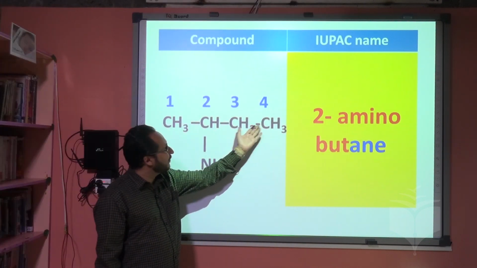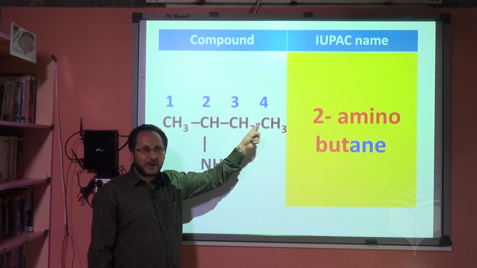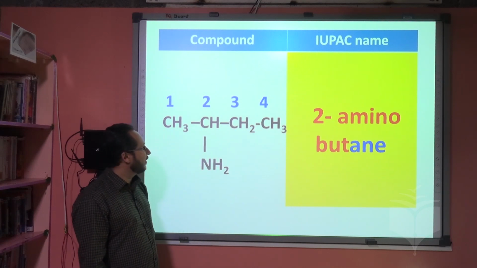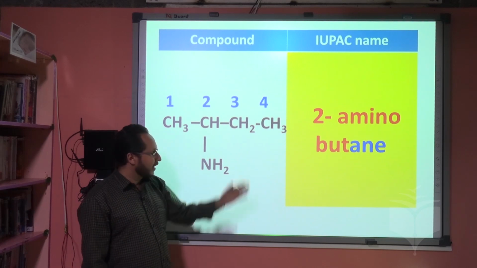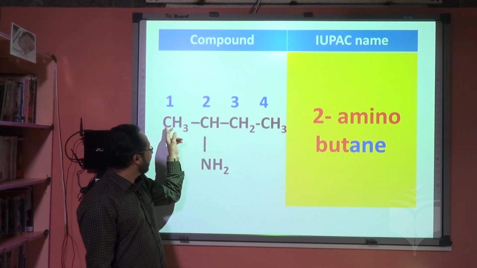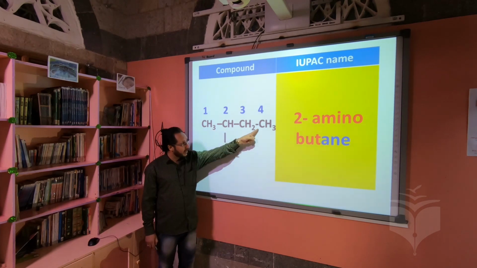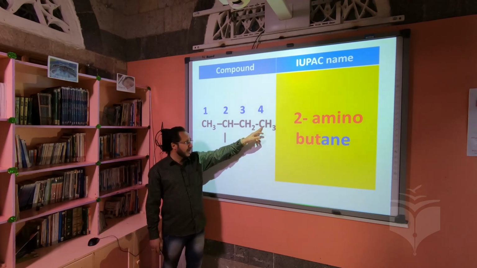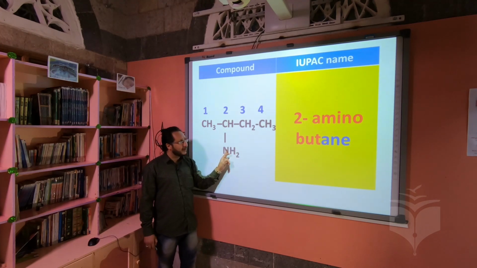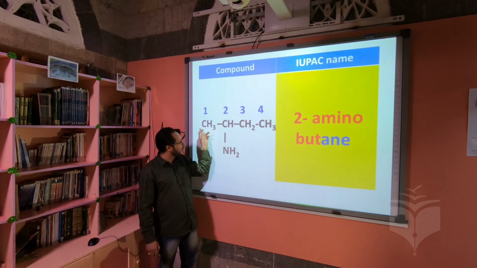Okay, here we have another example. In this example, you have to determine the longest chain. What is the longest chain? We have 4 carbon atoms. Can you number from the right side or the left side? You have to number this chain from the side in which NH2 takes the lowest number. From the right side, 1, 2, it is at carbon number 3. From the left side, it is 1, 2. That's why I number it from the left side.